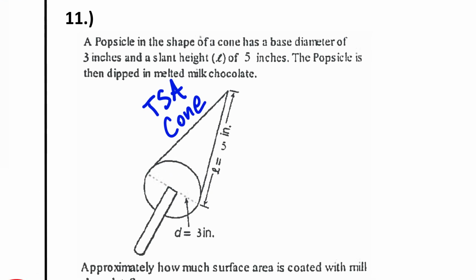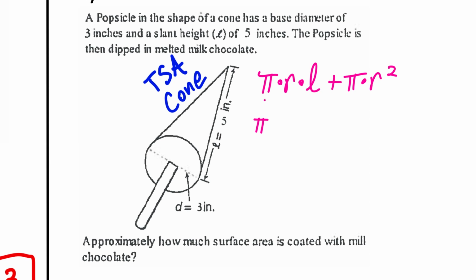Okay, next one, total surface area of a cone is pi RL plus pi r squared. So we have pi times, okay, here it says the diameter is 3. So if the diameter is 3, how long is the radius? 1.5. It's half of the diameter. So the radius is 1.5.